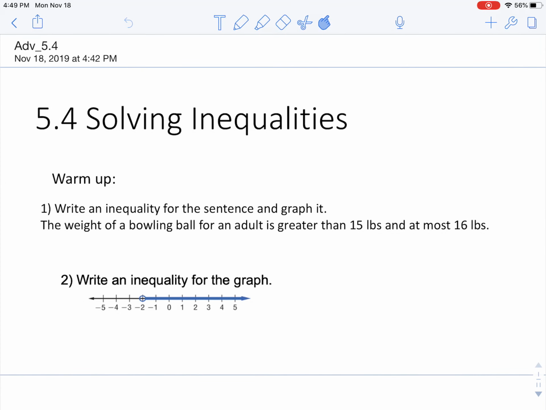Lesson 5.4 is all about solving inequalities. So last lesson you learned about graphing inequalities and writing them. Now we're going to talk about solving them. So pause the video, work on the warm-up, and then we'll go through it.